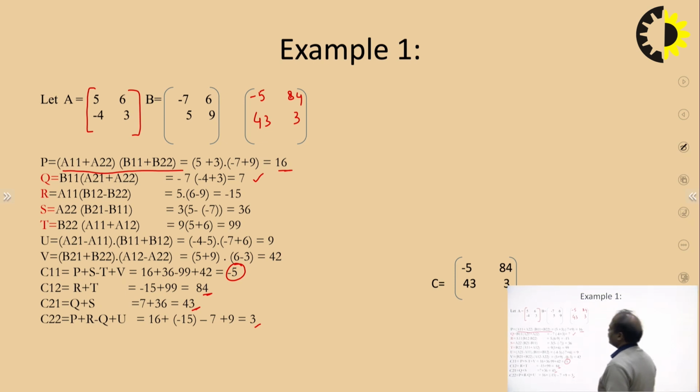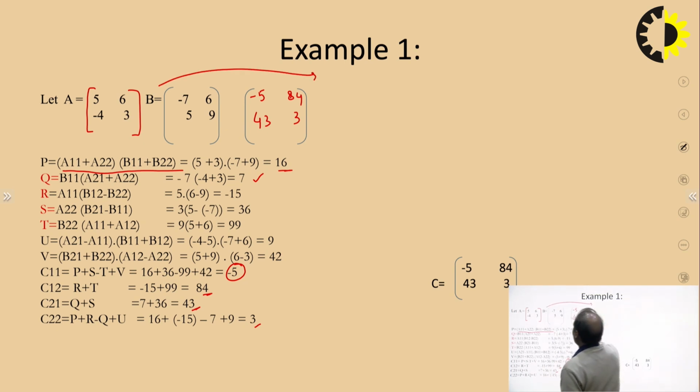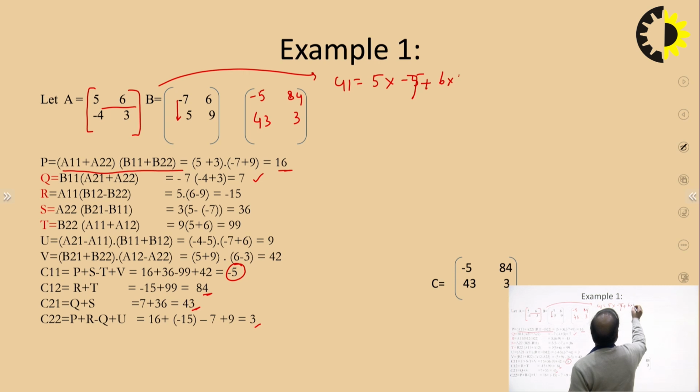We can compute it without Strassen's also. Look here, just to verify one. C11 is first row, first column. So 5 times minus 7 plus 6 times 5, right? So minus 35 plus 30 is going to be minus 5, which is correct.